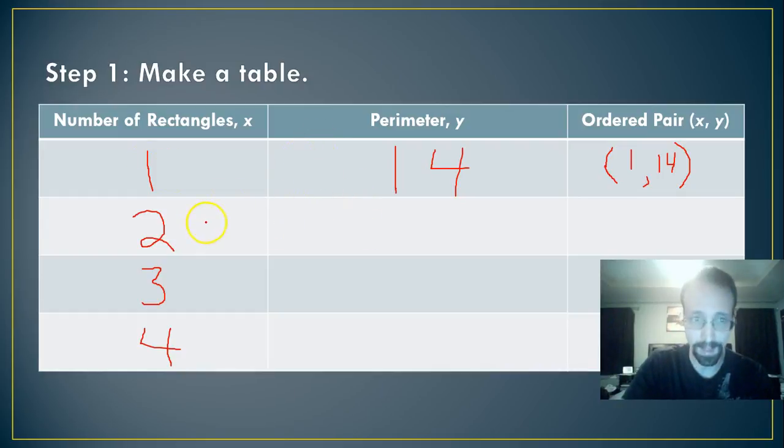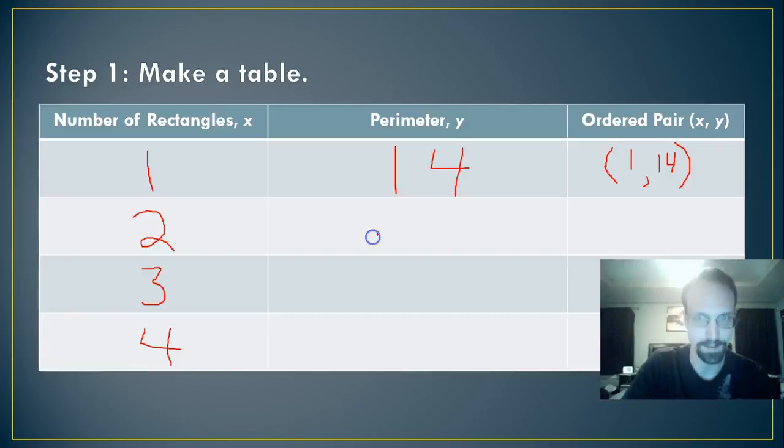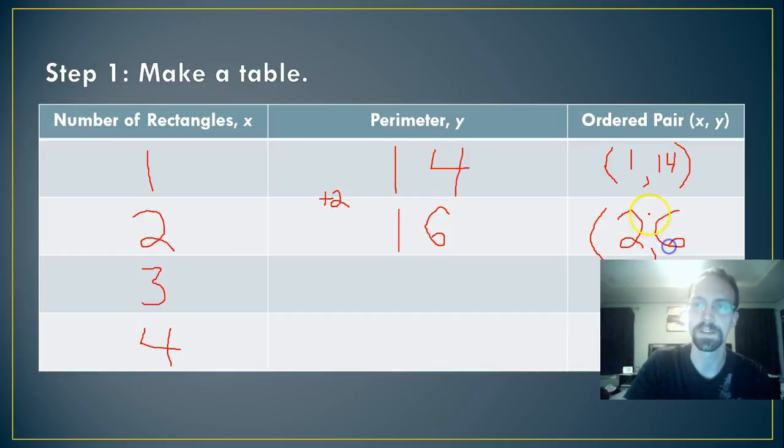So you'd think then that for 2 rectangles, the perimeter would be 28. And a lot of people make that mistake, but let's go back and actually count it. So I have 6, 6 on the other side, and then 2 1s on the bottom. So 6 and 6 is 12, 13, 14, 15, 16. So it's actually just 2 more. And you guys saw what I did yesterday is I added 2 here. So that tells me that it's going to go up by 2. And then (2, 16).